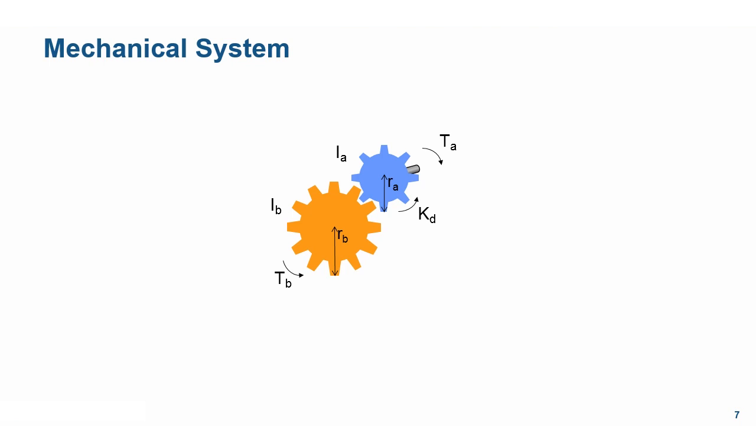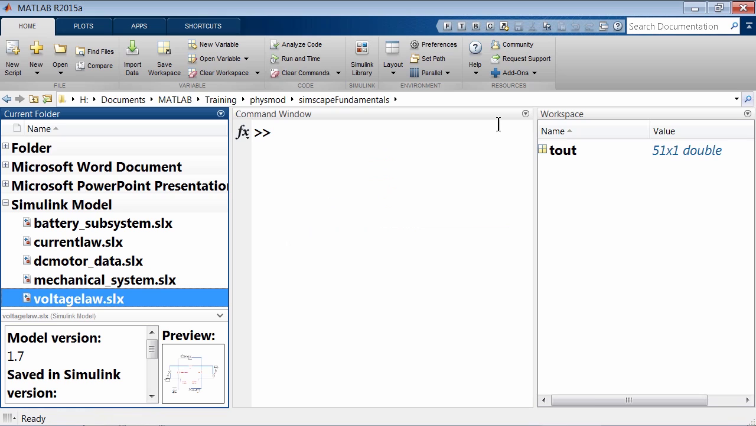We will start by modeling the mechanical part of the electromechanical system using the fundamentals we just discussed. This consists of a spinning inertia and a gear system. To model this component in Simscape, we will use several blocks from the Simscape foundational mechanical library. Let's switch to MATLAB here.